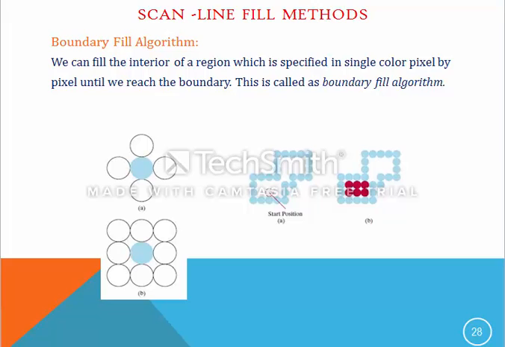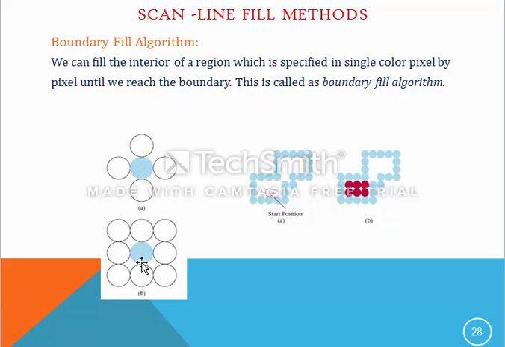When the interior of a region is filled with a single color pixel by pixel until we reach the boundary, this is known as the boundary fill algorithm. In this figure, the 4 neighboring points are tested. These are the pixel positions that are right, left, above and below the current pixel. Areas filled by this method are called 4 connected.